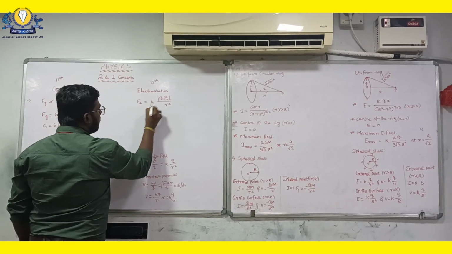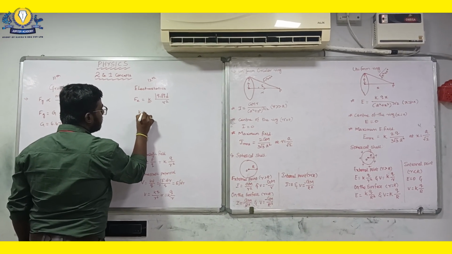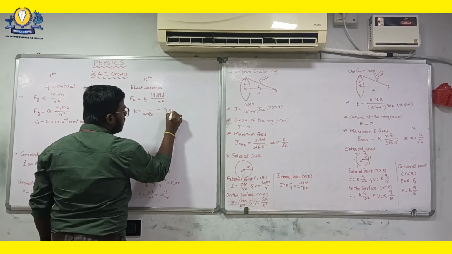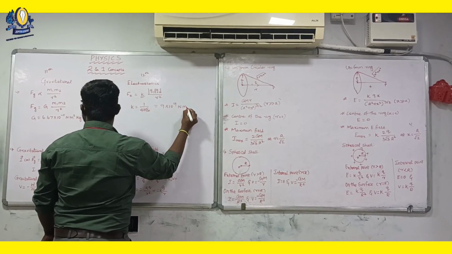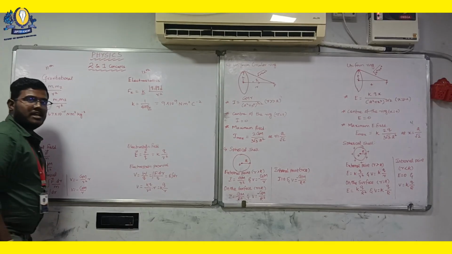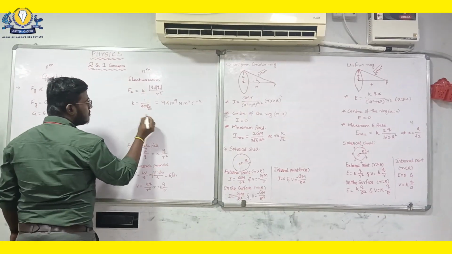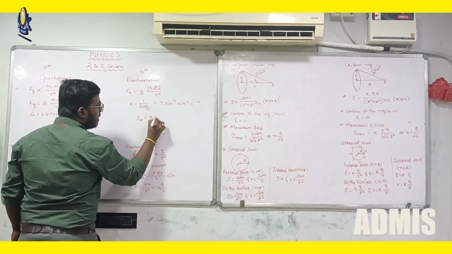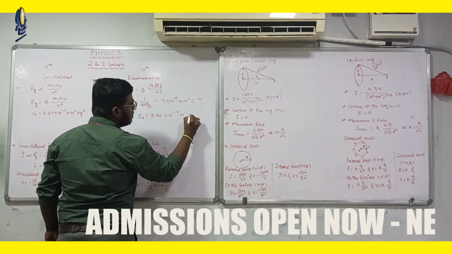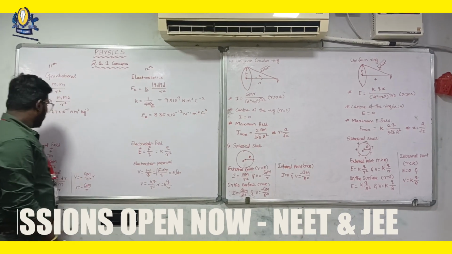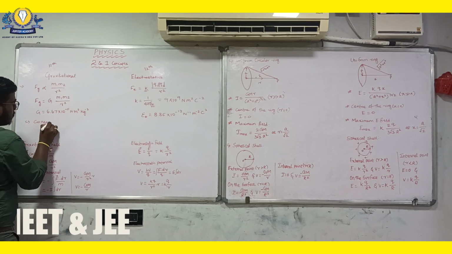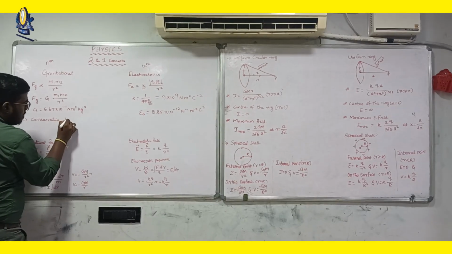The same, the K is the Coulomb constant. So K is equal to 1 divided by 4 pi epsilon naught. These values are 9 into 10 to the power 9 Newton meter square Coulomb inverse 2. This is the permittivity of free space. The value of epsilon naught is equal to 8.85 into 10 to the power minus 12 Newton inverse 1 meter inverse 2 Coulomb square.